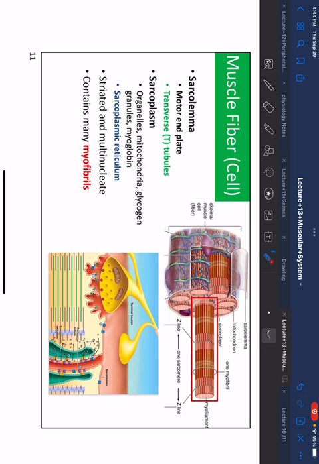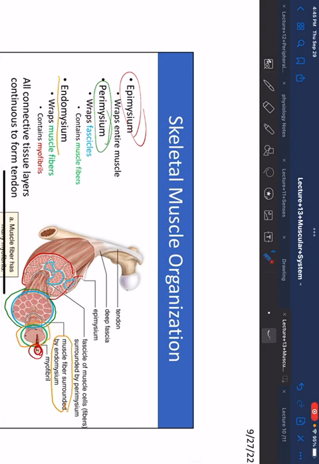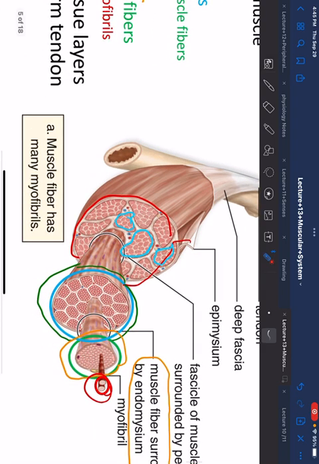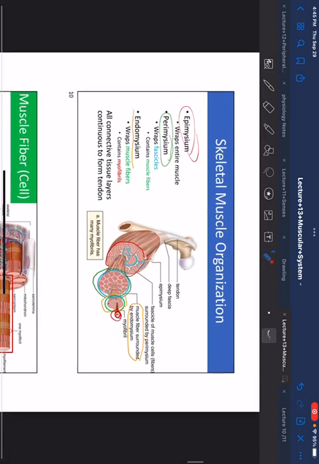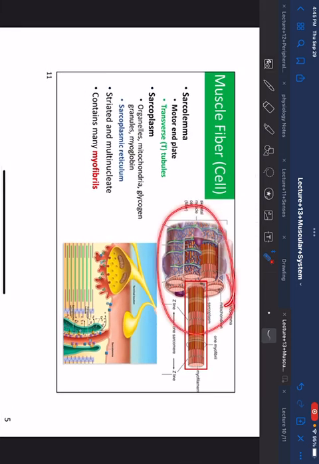So this whole structure right here represents a single muscle fiber, also known as a muscle cell. Here is a single muscle fiber as well. This would be another muscle fiber, and another muscle fiber. Okay, so when we talk about the structures of the muscle fiber or the muscle cell, we give certain structures unique names. So the sarcolemma of muscle fibers represents the plasma membrane of it.